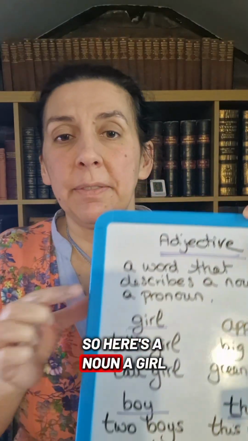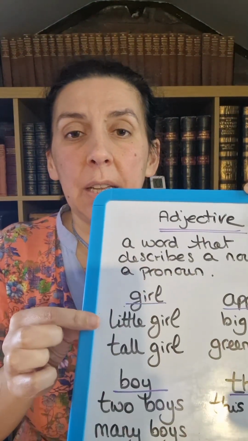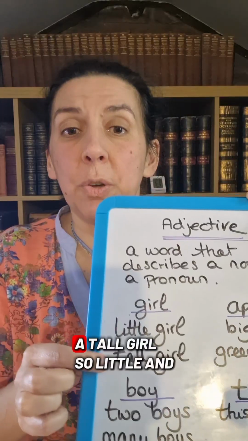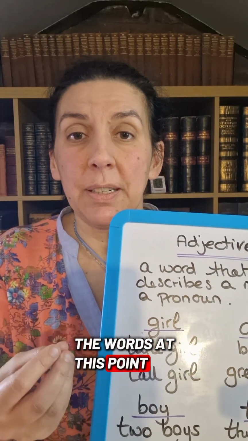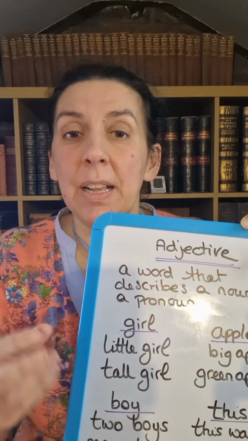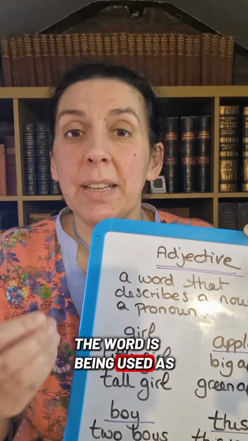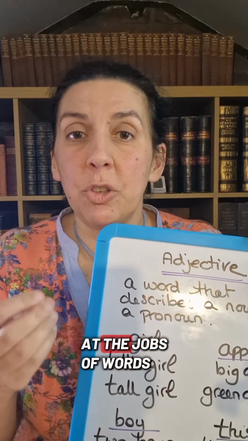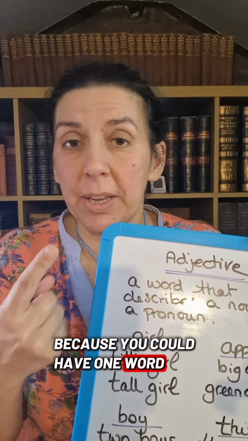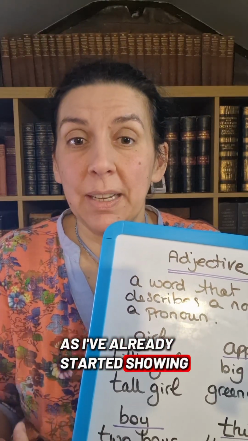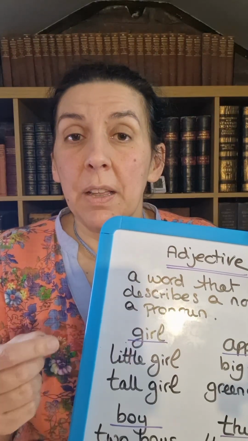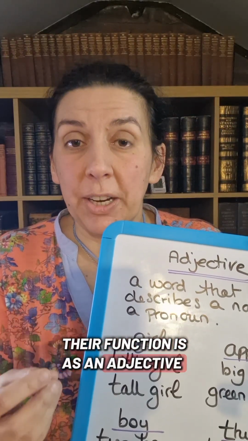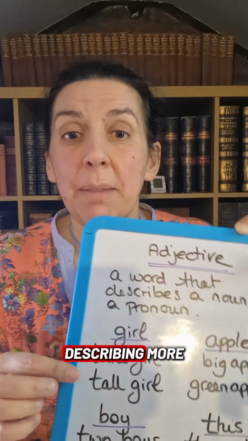So let's give you some examples. So here's a noun, a girl. Then you have a little girl, a tall girl. So little and tall will be adjectives. They're words at this point. In this particular use, the word is being used as an adjective. Now, don't forget, here we're looking at the jobs of words because you could have one word that has many jobs, as I've already started showing. So in this instance, little and tall, their function is as an adjective. It's adding to the noun, it's describing more, right?